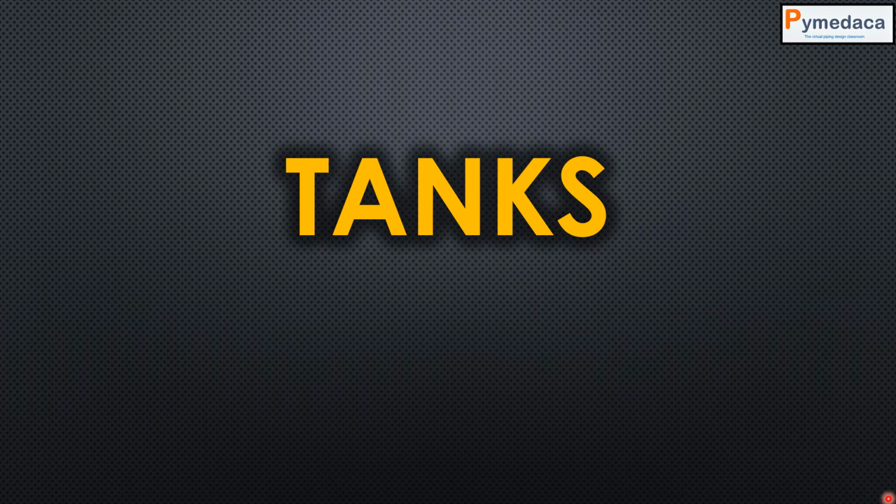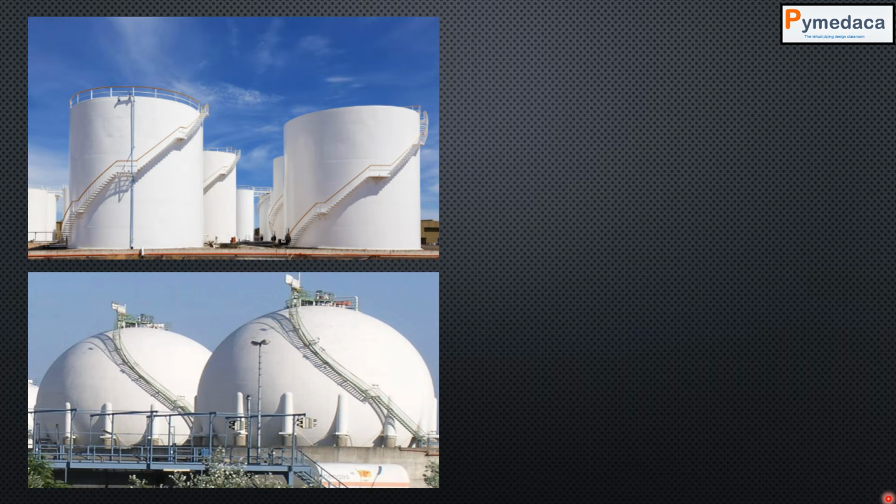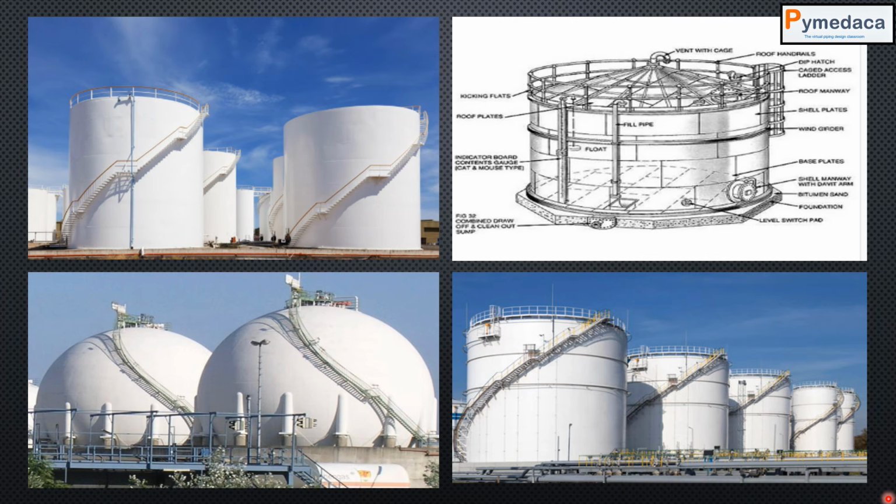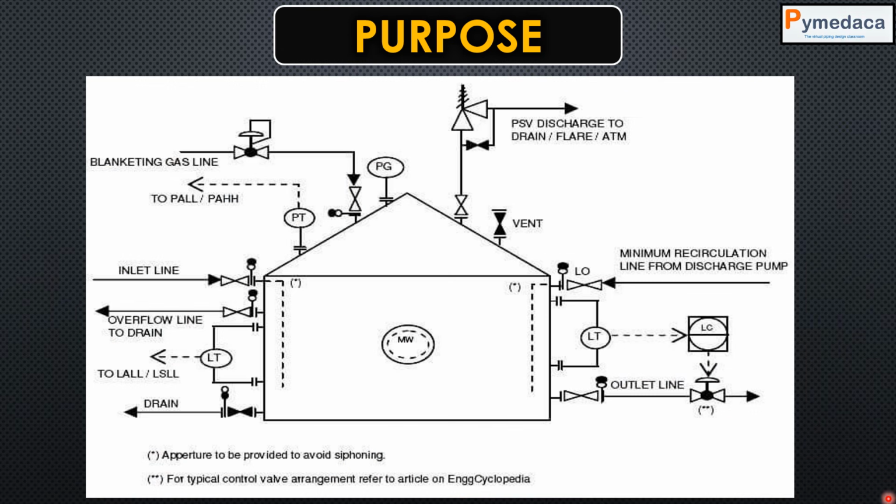Now let's go to the tanks. Tanks are basically storage tanks. There are different types of storage tanks, but predominantly we should understand about the storage tank that is used for storing the most hazardous, flammable, hydrocarbon and most toxic chemicals and products. So it will have its own requirements. It will have an inlet nozzle, an outlet nozzle, level transmitters, and a pressure gauge.